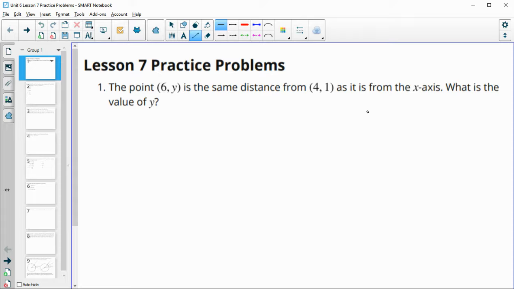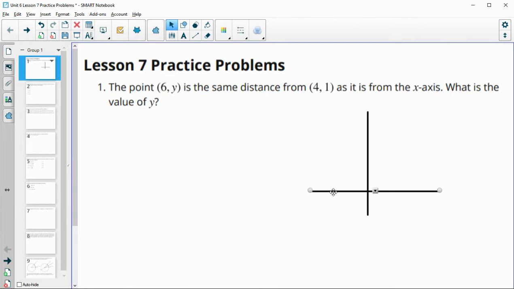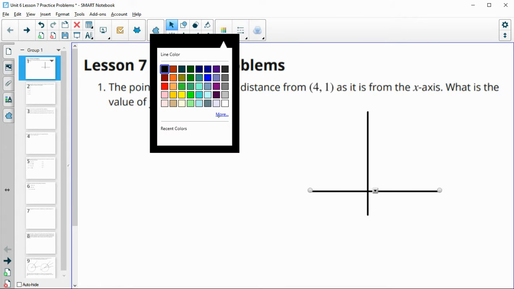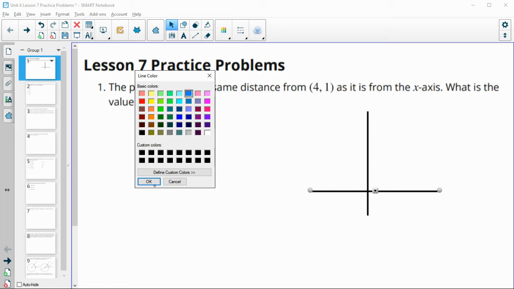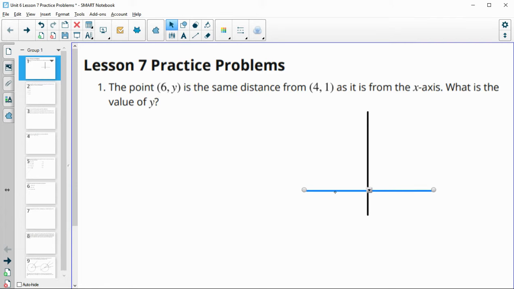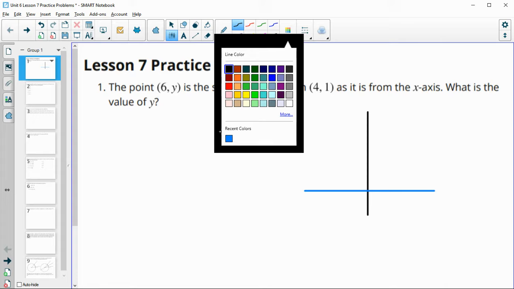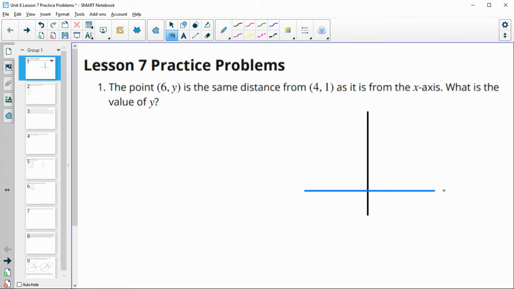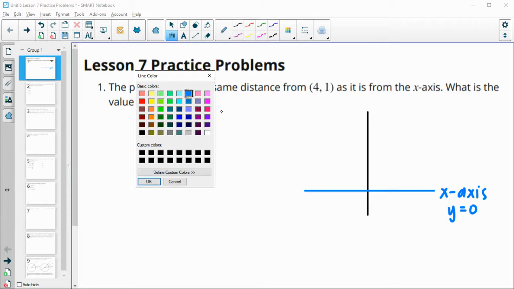So remember in Lesson 7, we talked about parabolas. If we're talking about something that's the same distance from a line as it is from a point, then it's going to be on a parabola. So we'll look at this x-axis as the directrix. Okay, so here's the x-axis. It is also the line y equals 0. And then we've got the point (4, 1) as our focus.